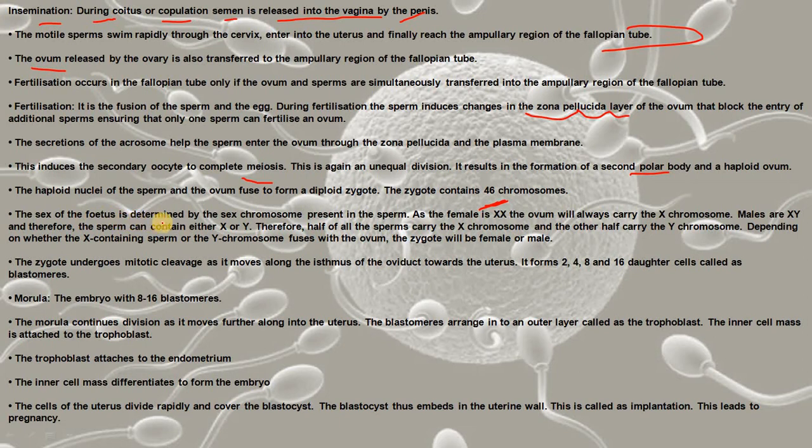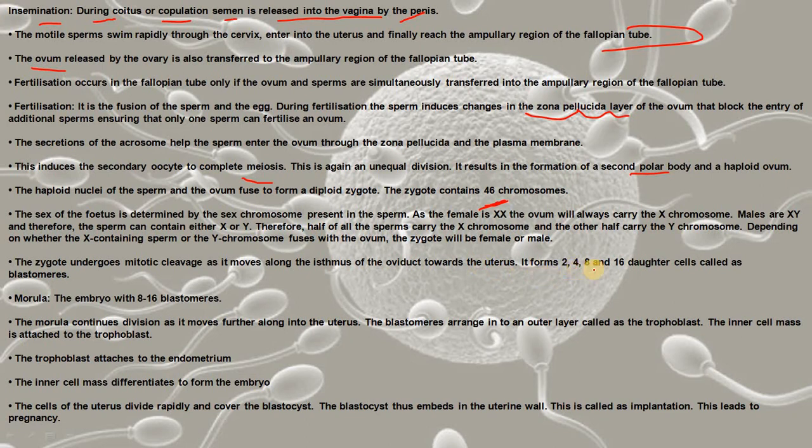The sex of the fetus is determined by the sex chromosome present in the sperm. As the female is XX, the ovum will always carry the X chromosome. The males are XY, and therefore the sperm can contain either X or Y. Therefore, half of all the sperms carry the X chromosome and the other half carry the Y chromosome. Depending on whether the sperm containing the X or the Y chromosome fuses with the ovum, the zygote will be female or male. The zygote undergoes mitotic cleavage as it moves along the isthmus of the oviduct towards the uterus.